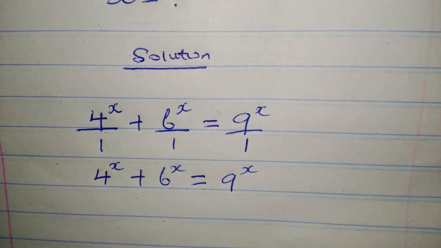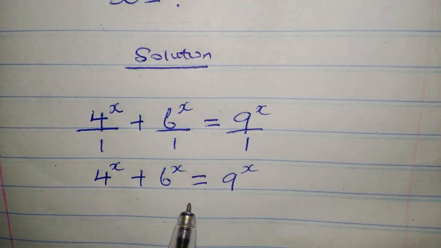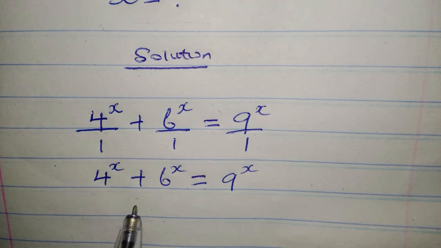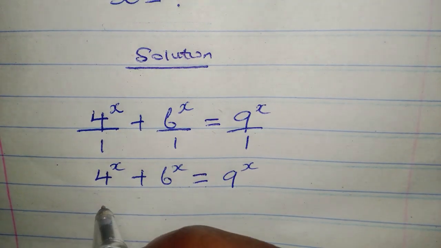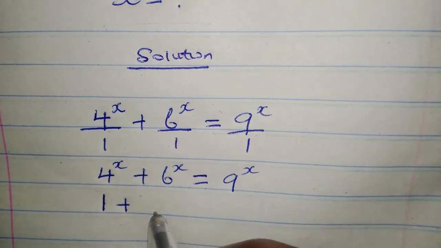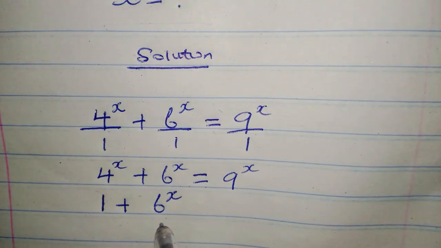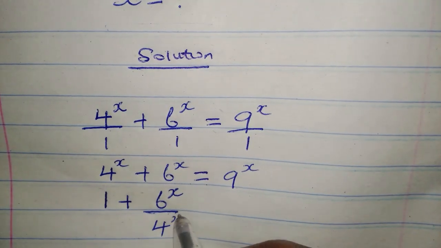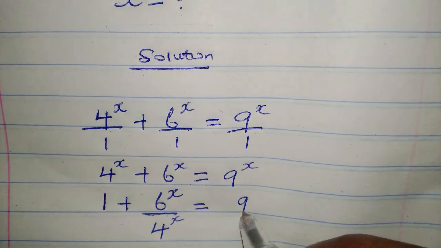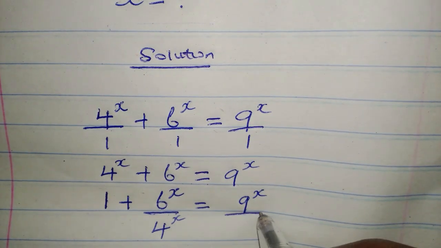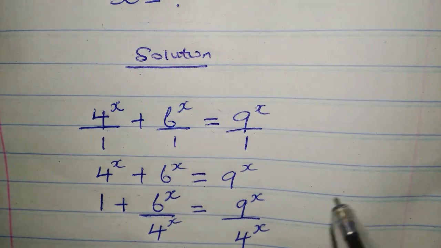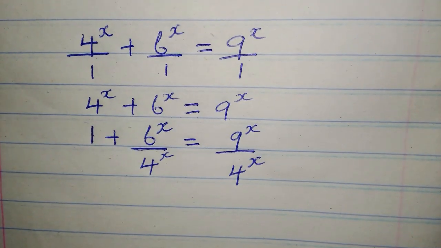The next thing we are going to do is to divide through by 4^x. So if we divide through by 4^x, we have 1 plus 6^x divided by 4^x equals 9^x divided by 4^x. So this is what we are now having.